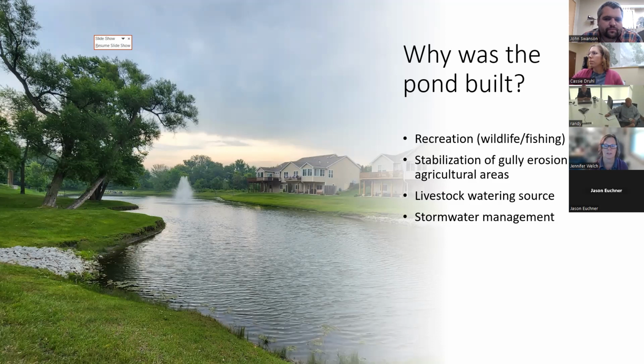So there's a number of different reasons for building different ponds, and the way your pond originated may make a difference in looking at some of the pond issues and things that we're going to talk about going forward. So that's always a good thing to have in mind.